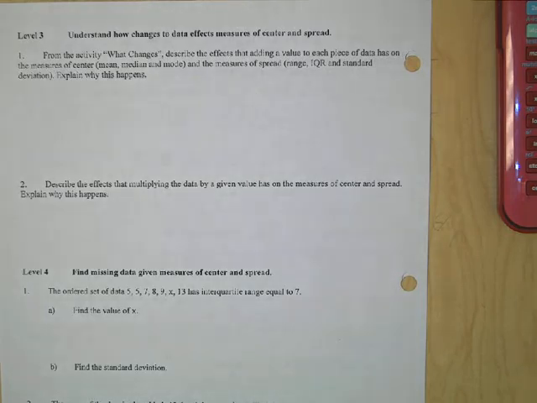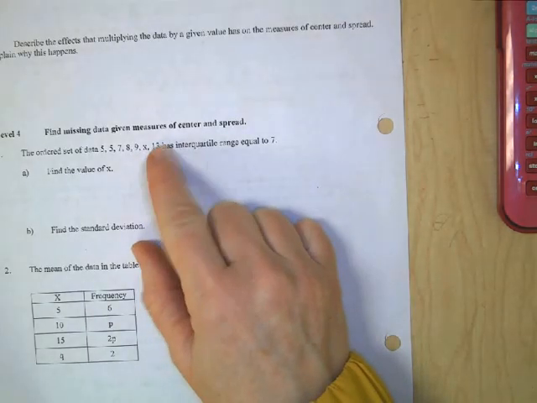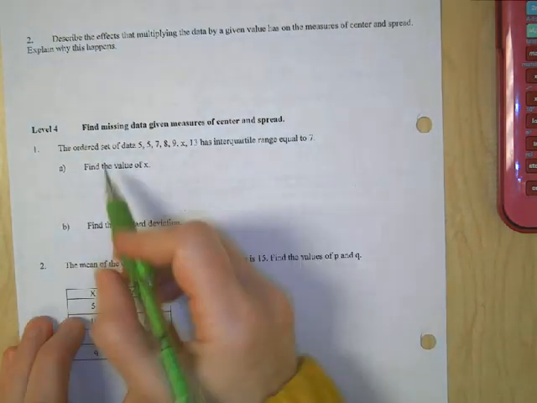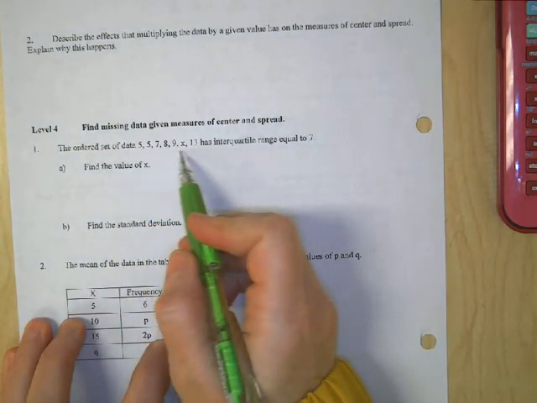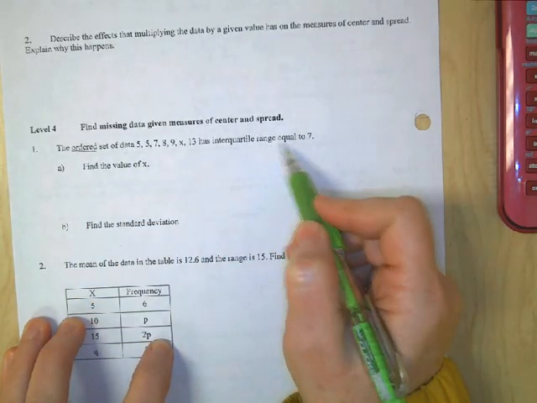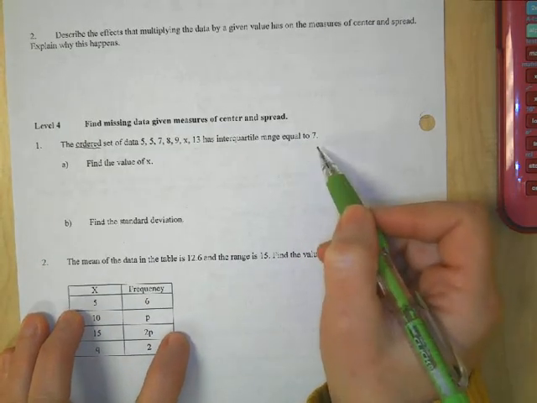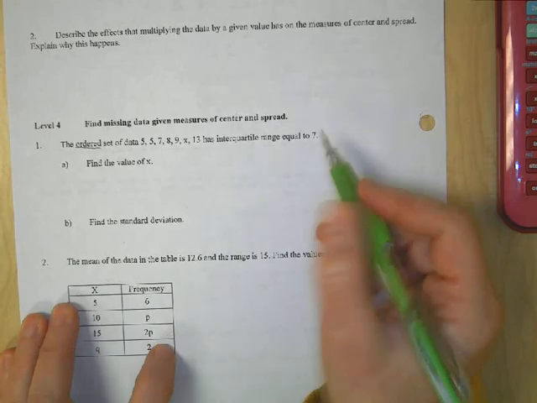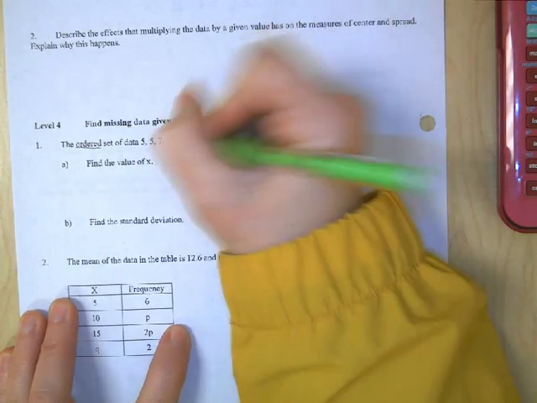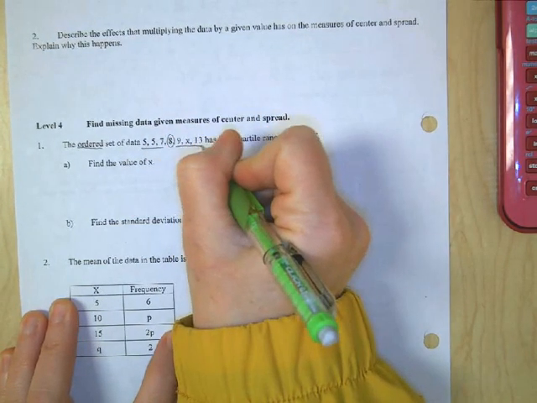All right, level 4. Find missing data given measures of center and spread. So here we're going to have to actually do a little bit more work. So the ordered set of data, and notice it's ordered, that means it's already in order from least to greatest, has an interquartile range equal to 7. Okay, so we need to set up and find our Q1 and our Q3. So I have 1, 2, 3, 4, 5, 6, 7. I have 7 numbers, so that means the one in the middle is the 8. So here's the lower half, here's the upper half, so my median is 8.